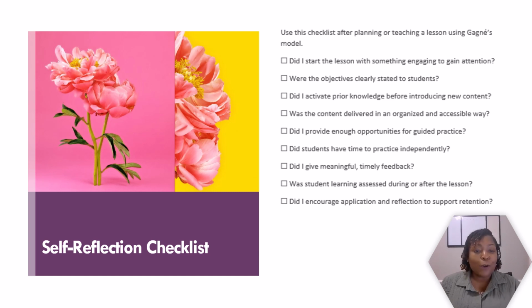Utilize this self-reflection checklist as often as possible to ensure you master incorporating all of Gagne's 9 events into your lessons. Don't forget, there's one more resource in the toolkit, and we'll discuss that next.